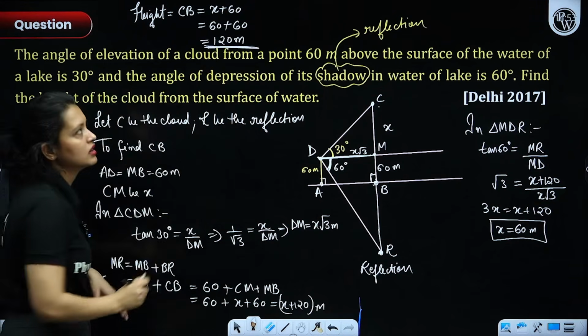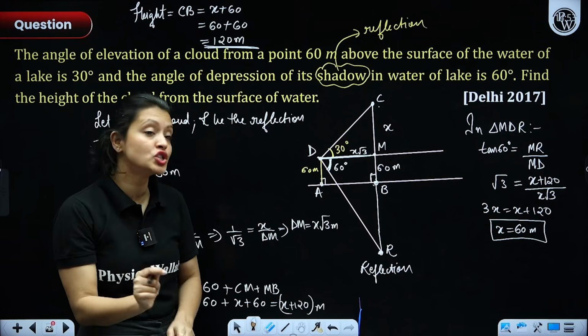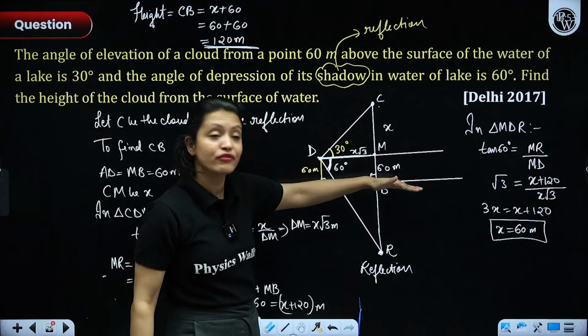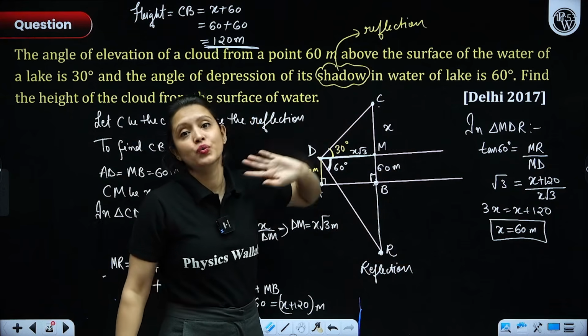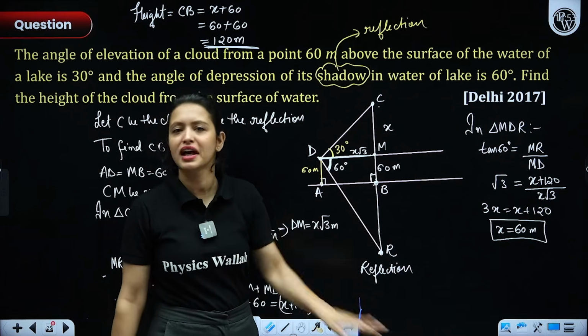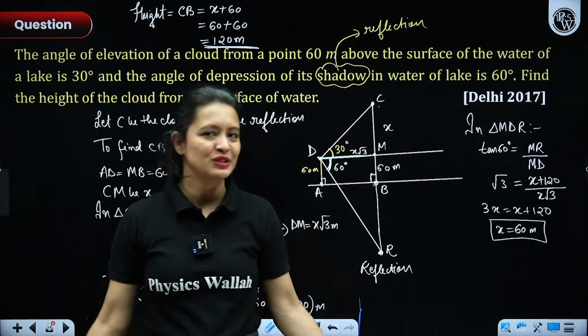120 meters. The entire question rested on the notion that you know that the reflection will be as far away from the surface as the cloud was. That's it. There was no hard calculation, nothing. Okay? So yes, people, I hope you understood this question.